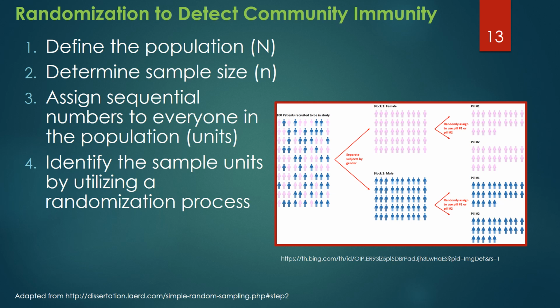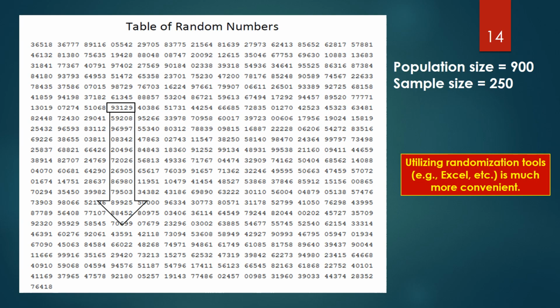After selecting the sample size, assign sequential numbers to everyone in the population, also known as units. Identify the sample units by utilizing a randomization process. These random numbers identify unit numbers in the population selected for the study sample. This slide demonstrates how to use a random numbers table to select a random sample from the population units.